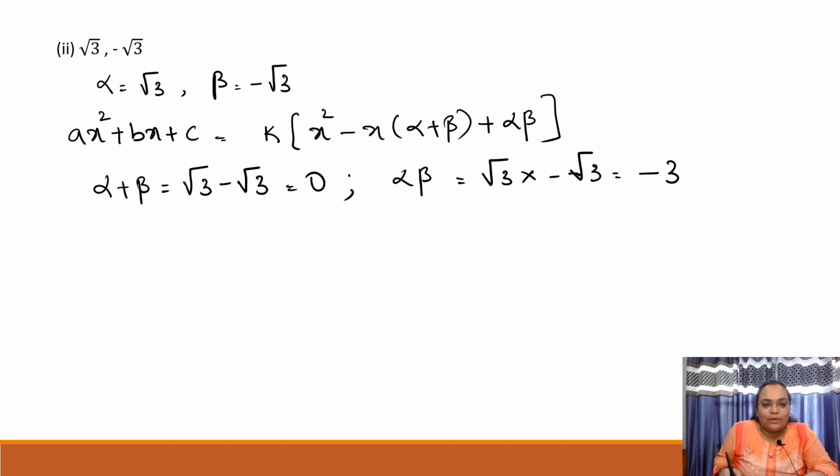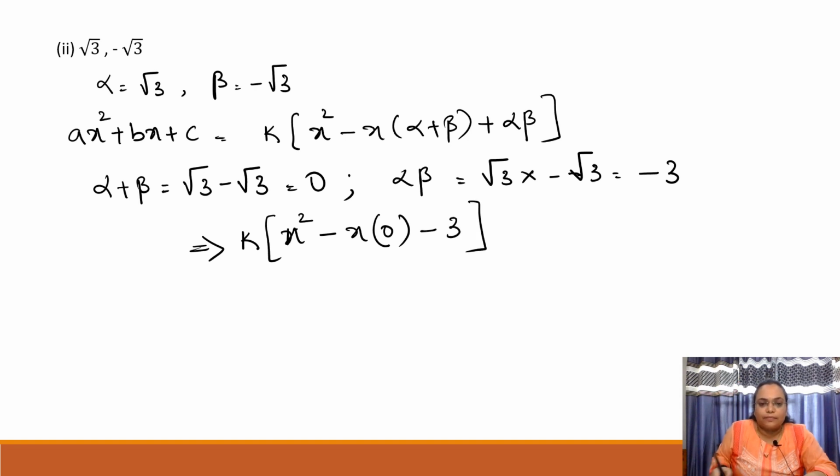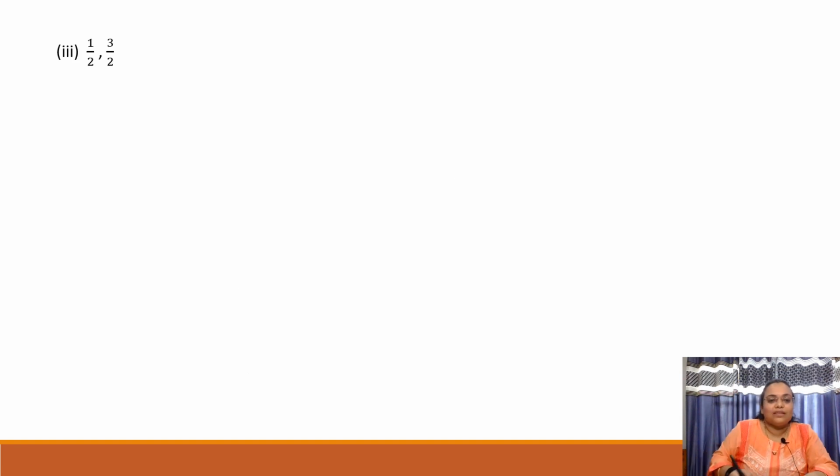Okay. Now, let us put in that formula k of x square minus x of 0, alpha plus beta is 0, plus of minus is minus 3. That is k of x square minus 3. Okay. Therefore, the quadratic polynomial is x square minus 3. Clear? So this will be the last problem of this kind.